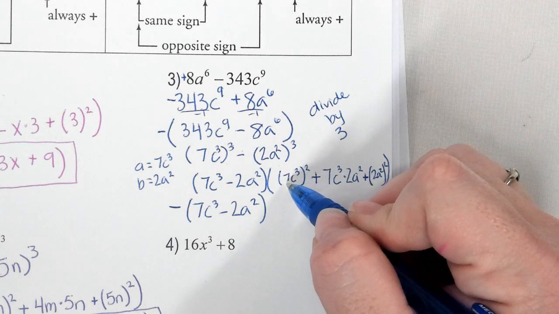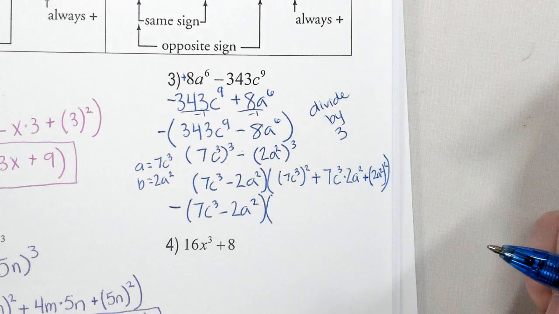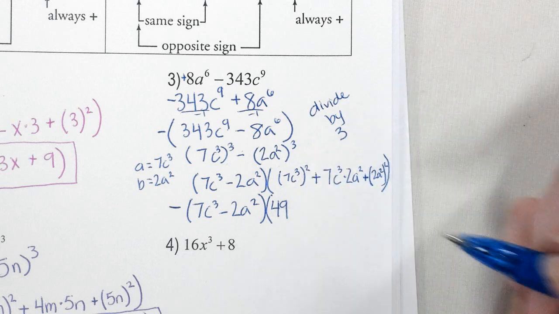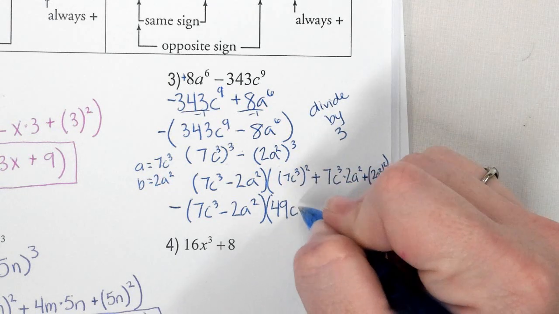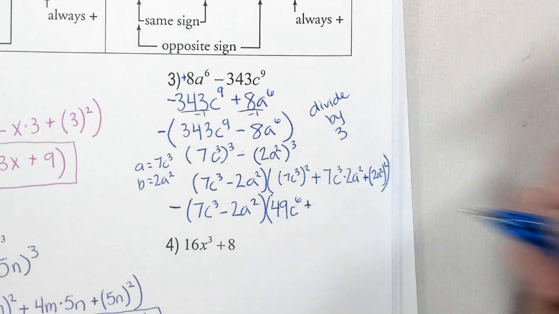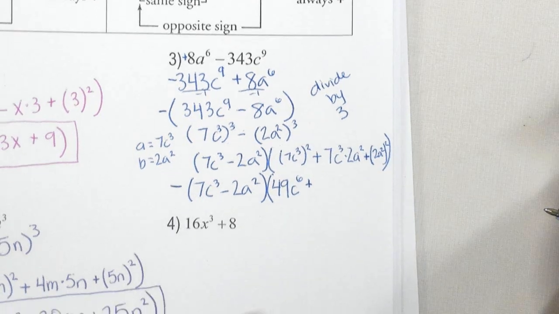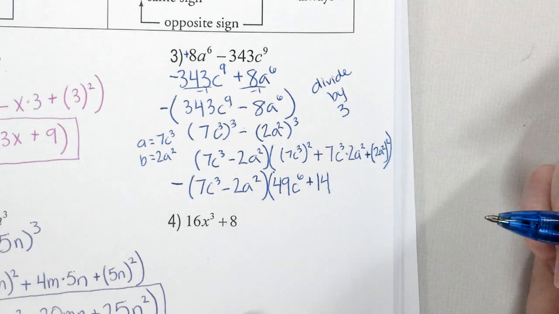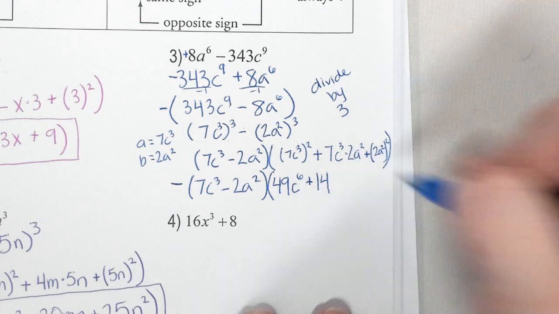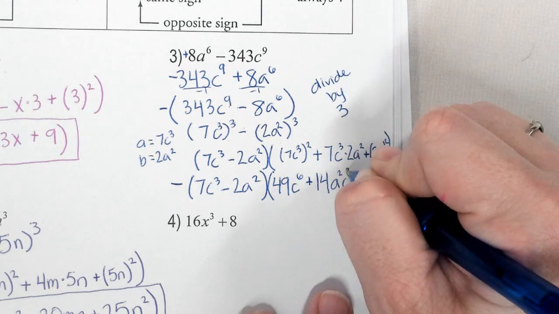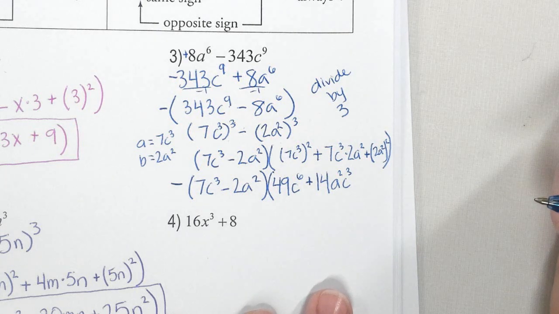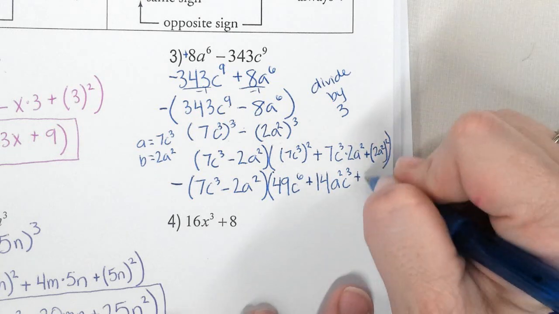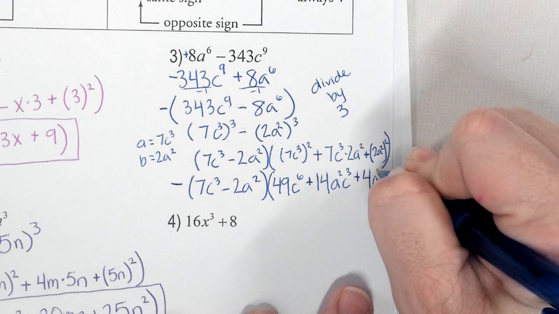Okay, what is 7 squared? 49. And then power to a power means we multiply. What's 3 times 2? 6. What's 7 times 2? Not plus. No, 7 times 2. Yes. And then you put your letters alphabetical, so a squared c cubed. Plus, what's 2 squared? 4. And then 2 times 2 is 4.